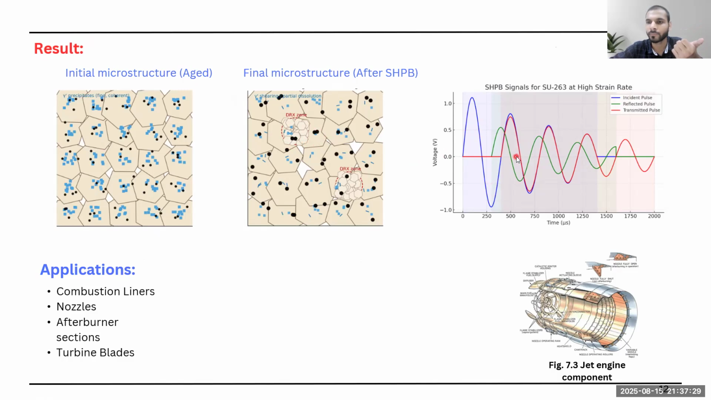And this is the signal-time graph of SO263 after SHPB testing. Here you can observe this graph, and basically this SO263 alloy is majorly used in jet engines, specifically in combustion liners, nozzles, afterburning sections, and turbine blades.